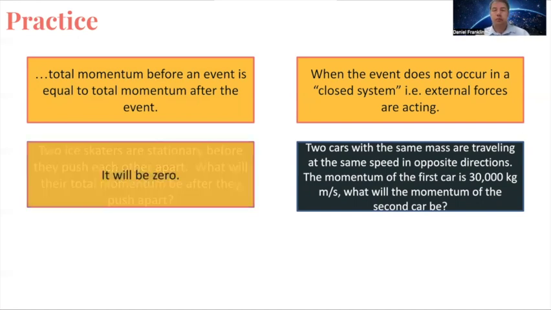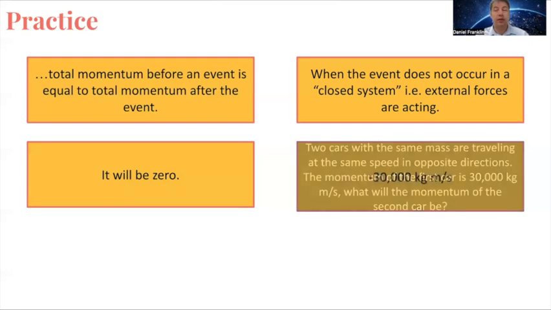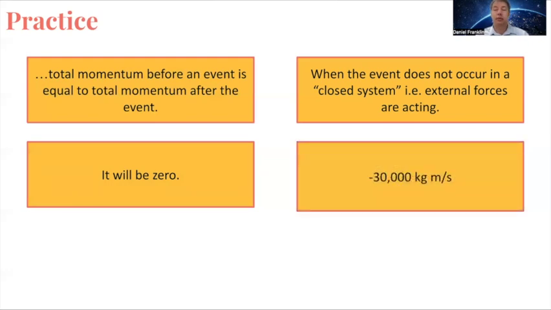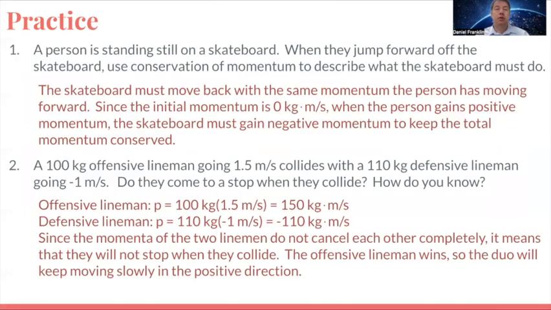Okay. Two cars with the same mass are traveling at the same speed in opposite directions. The momentum of the first car is 30,000 kilograms meters per second. What will the momentum of the second car be? So same speed, same car, same mass, but in opposite directions. So negatives is how we tell direction. So negative 30,000 kilograms meters per second. Okay. All right.